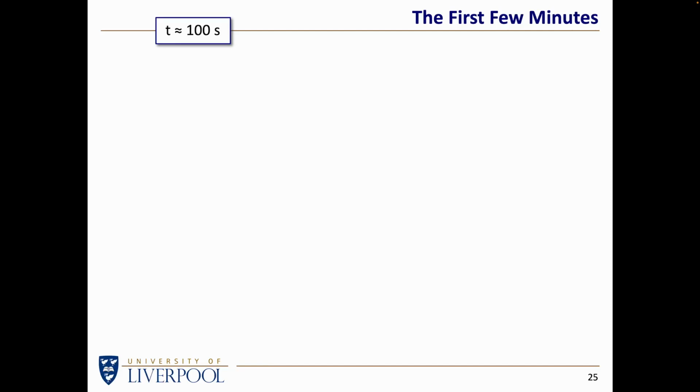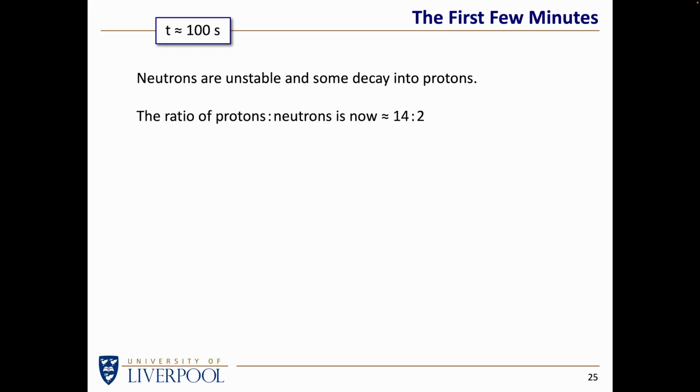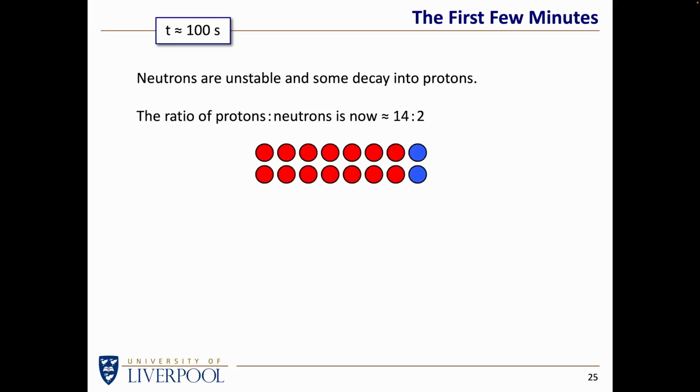If we move forward to the first couple of minutes or so, the first 2 or 3 minutes, because neutrons are unstable, some of them change into protons. How do we know that neutrons are unstable? Because we can do experiments today in the laboratory and we find neutrons do indeed change into protons. And so the ratio of protons to neutrons changes, and instead of being 12 to 4, it's now 14 to 2. 2 of those blue dots have now changed to red dots because 2 of the neutrons have changed into protons. So after 3 minutes or so, we have a certain ratio between protons and neutrons.